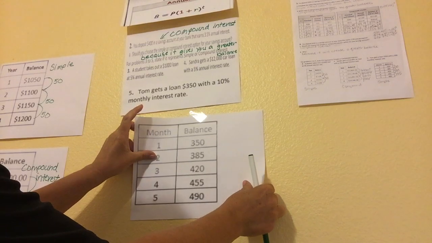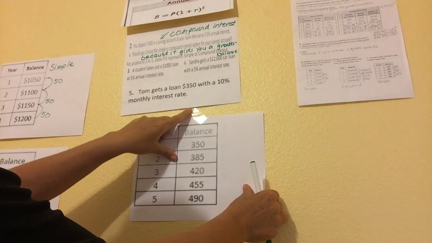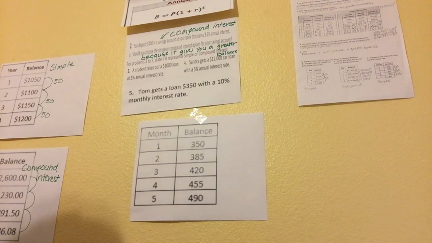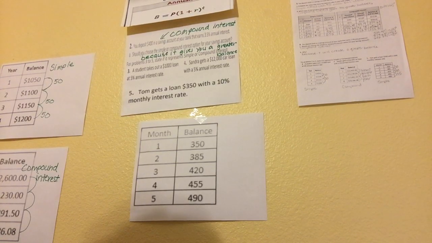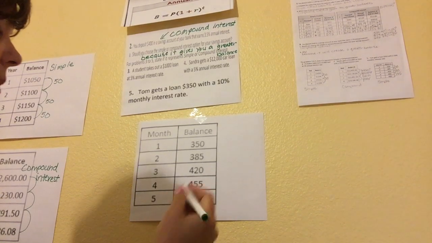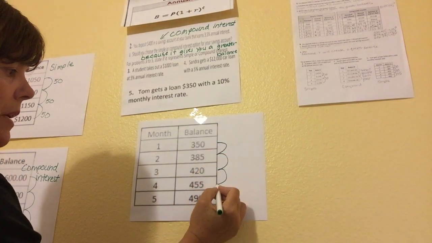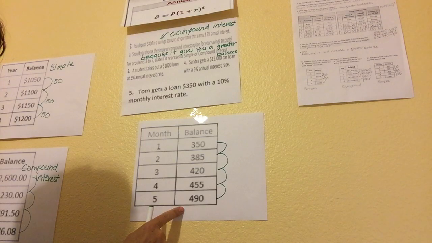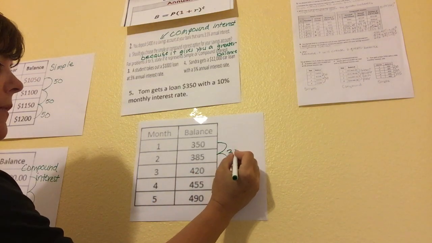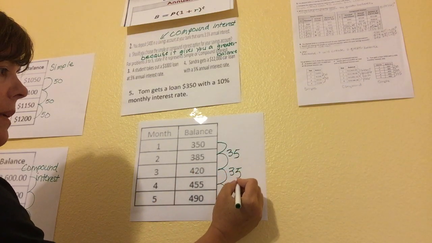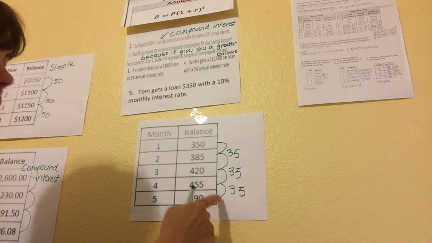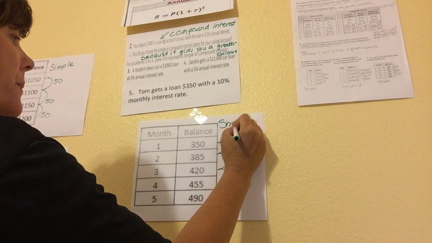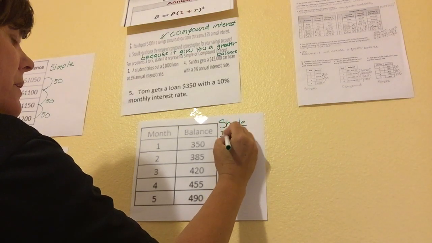And this is our last chart. This is number 5. It says Tom gets a loan for $350 with a 10% monthly interest rate. So again, we're going to look at this really quickly. We just see that it's staying the same. Every month he's receiving $35. So we know this is simple interest. So we'll just put simple interest.